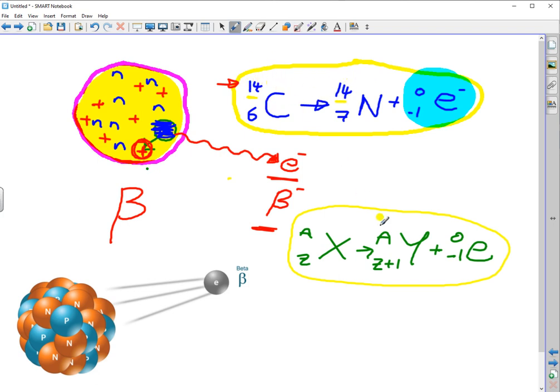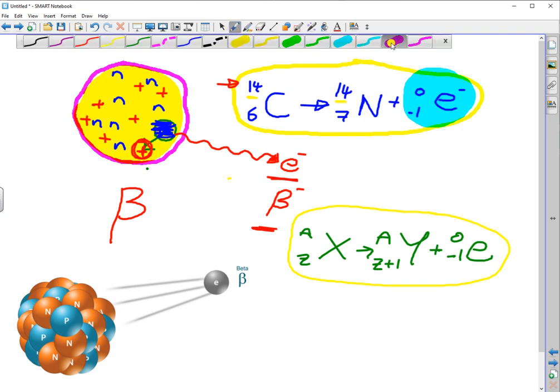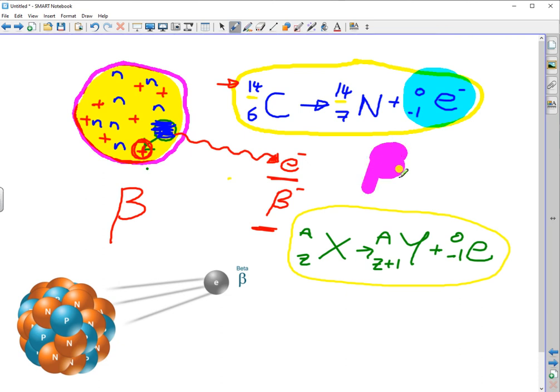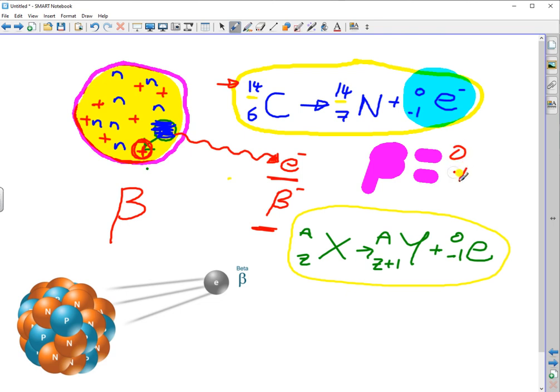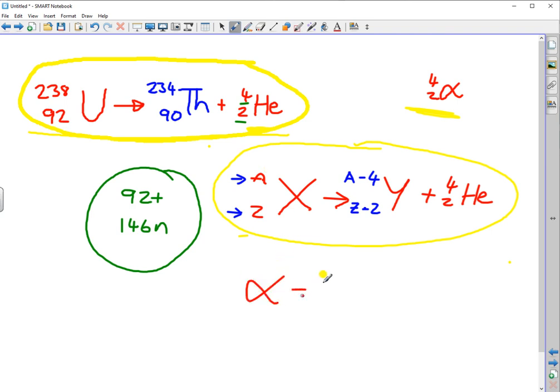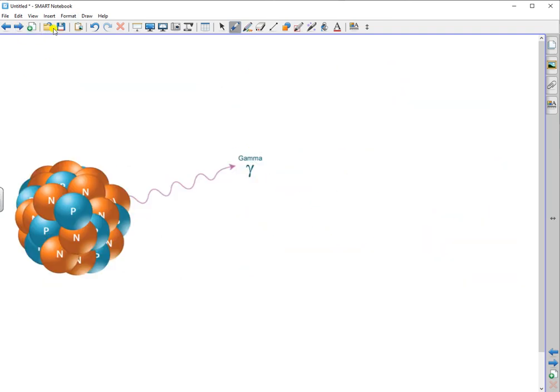However, for GCSE, the most important thing is you just literally have to remember that beta radiation is equal to 0 minus 1 E. It really, really is important. And the other one you've just got to remember, alpha radiation is a 4-2 helium nucleus. That's it. Okay. Now the last type of radiation is an unusual one. It's called gamma.